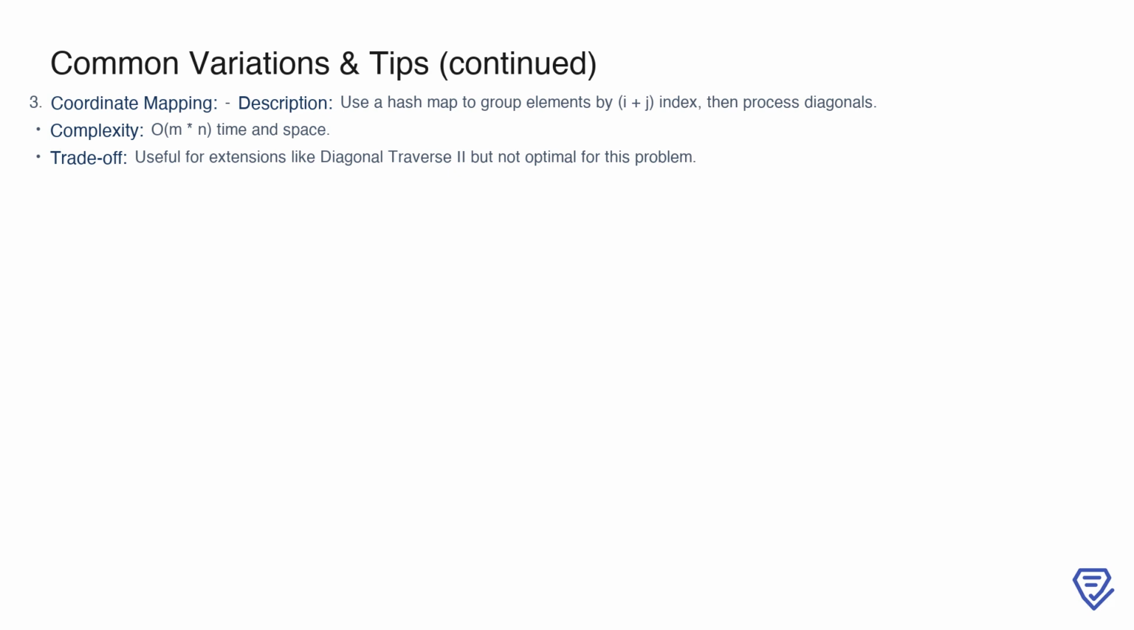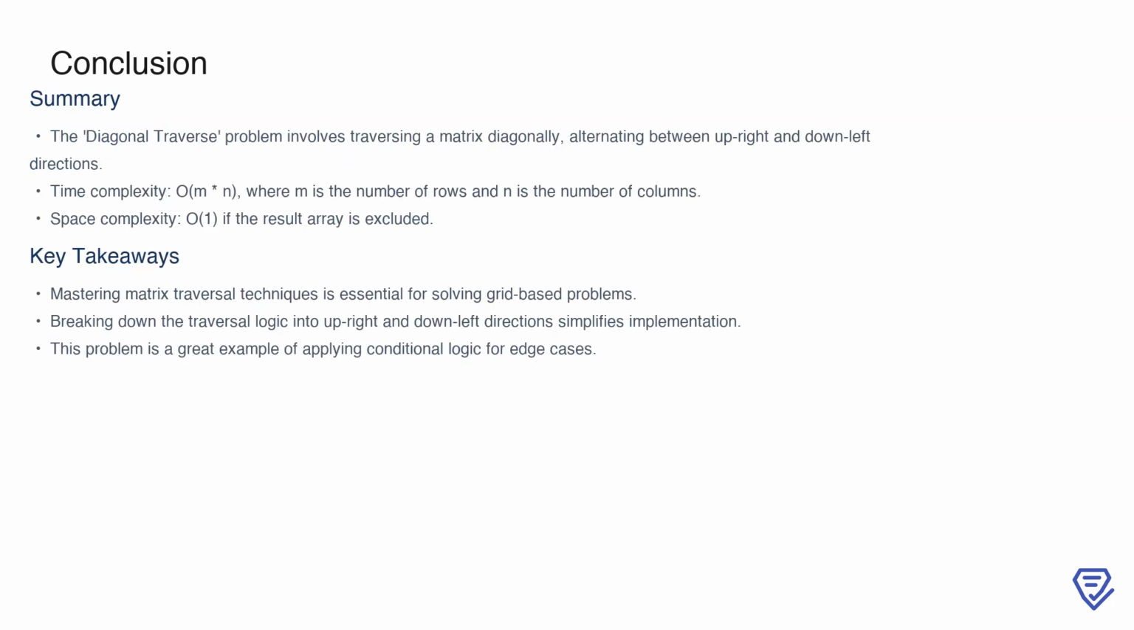In this method, you use a hash map to group elements by the sum of their row and column indices, i plus j. Each group corresponds to a diagonal, which you can then process as needed. This approach has a time and space complexity of O(n), as you're storing the diagonals in the hash map. While it's not the most optimal solution for the diagonal traverse problem, it's particularly useful for extensions, such as diagonal traverse 2, where this grouping logic can simplify handling more complex input structures. However, for the original problem, the direct simulation method remains the most efficient choice in terms of both time and space.